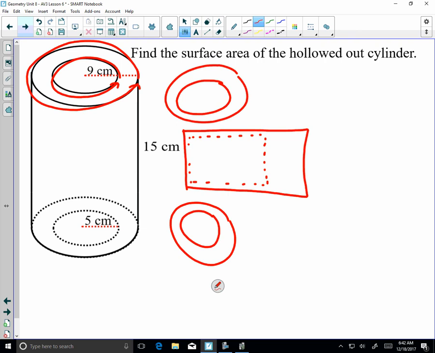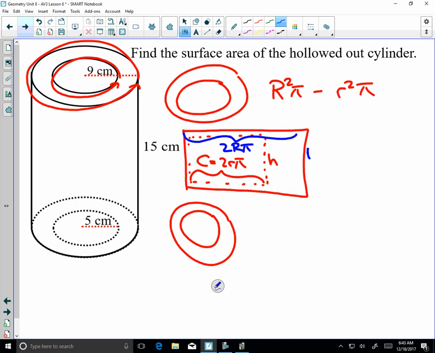And remember, when it comes to an annulus, we know that we have a big radius squared pi minus the little radius squared pi. So it's big circle minus little circle. And that's going to work in here because we're going to have a little circumference, 2 little r pi times h, and then we're going to have the big circumference, which is 2 big r pi times h. So we've got these extra pieces here because we're dealing with a hollowed out cylinder overall.